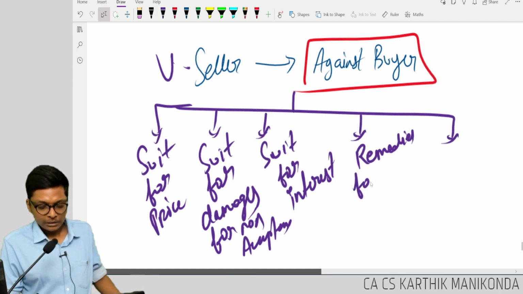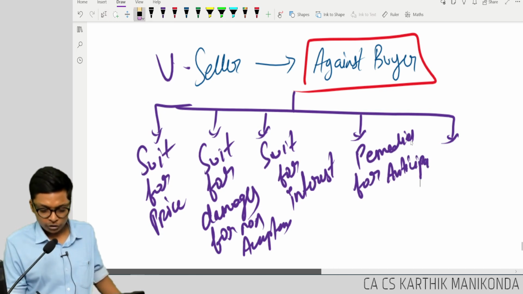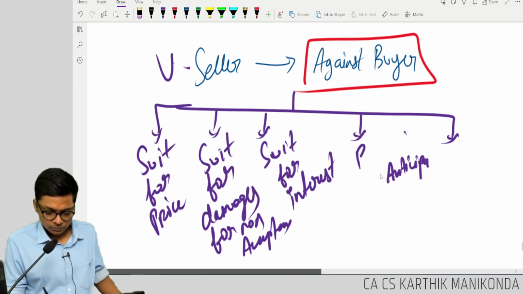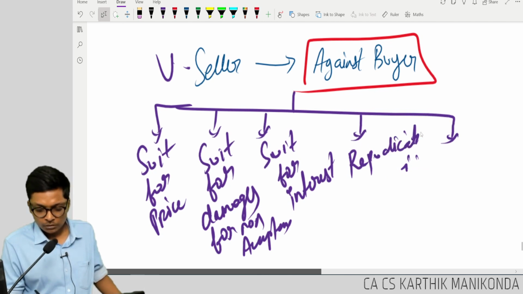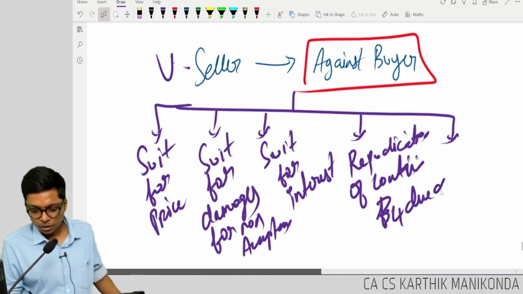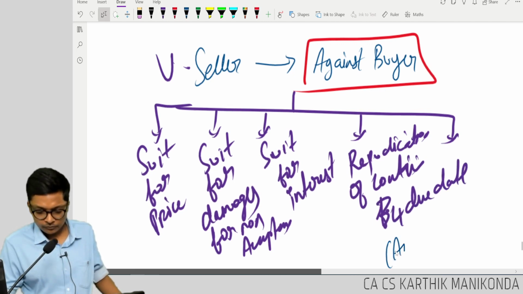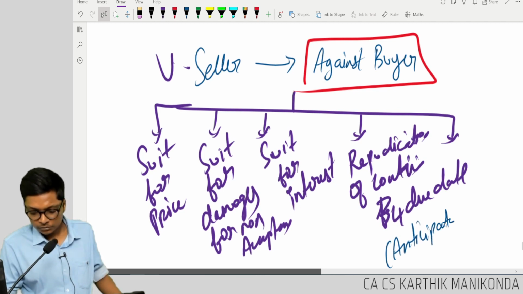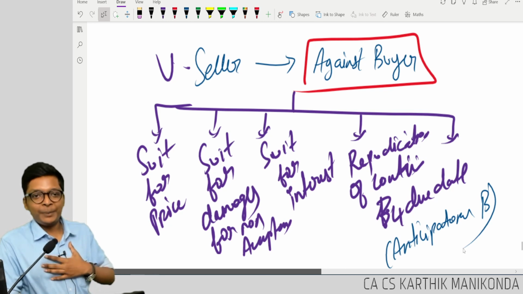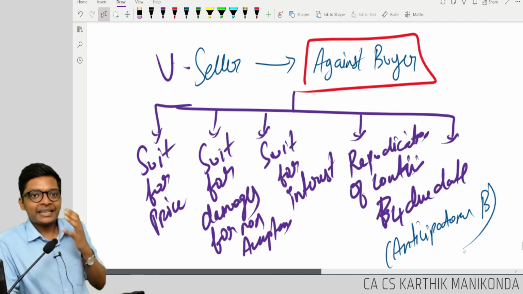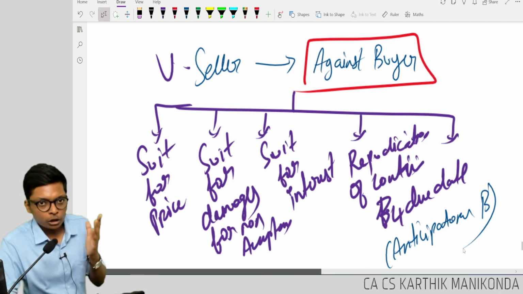remedies for anticipatory breach. Repudiation of contract before due date, which is nothing but anticipatory breach. Follow guys, if you are an unpaid seller, goods have reached the buyer, he has not paid the money, you can exercise one or a combination of these rights.